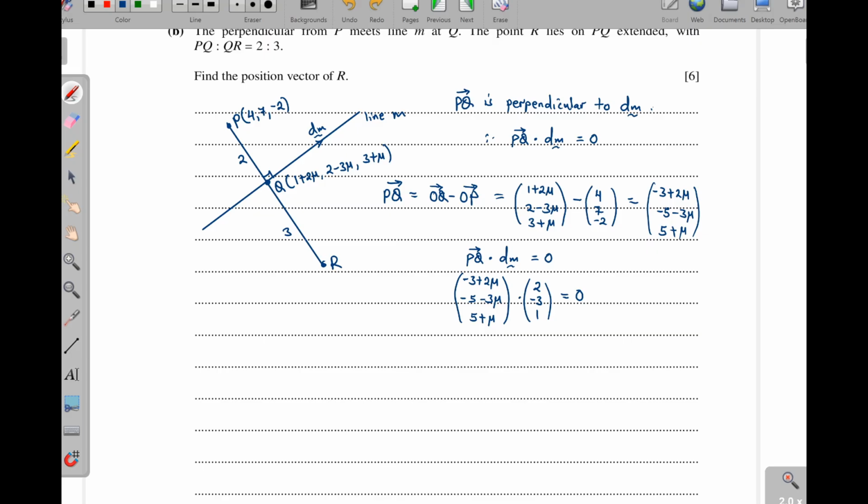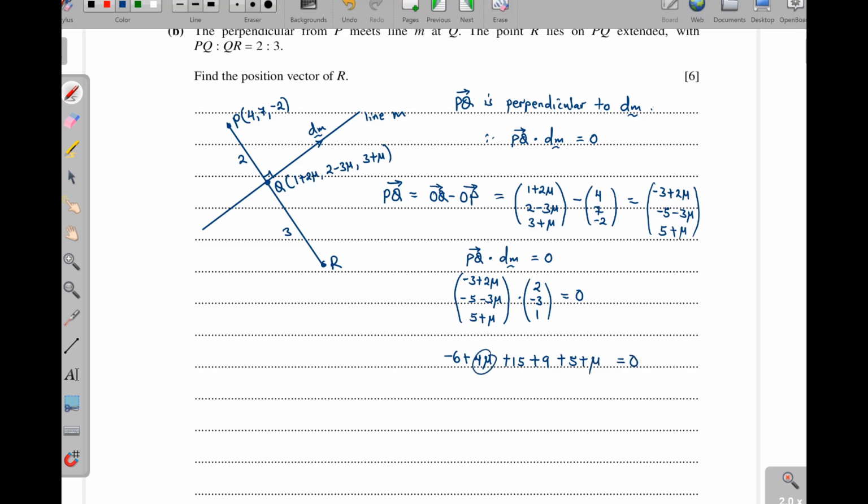So let's go. Not the value of R, but the position vector of R. Now when we multiply here, we shall get negative 6, then plus 4 mu, and then here negative 5 times negative 3, that will be a positive 15, and then this times that will be a positive 9. Then here we have 5 plus mu, which will be equal to 0.